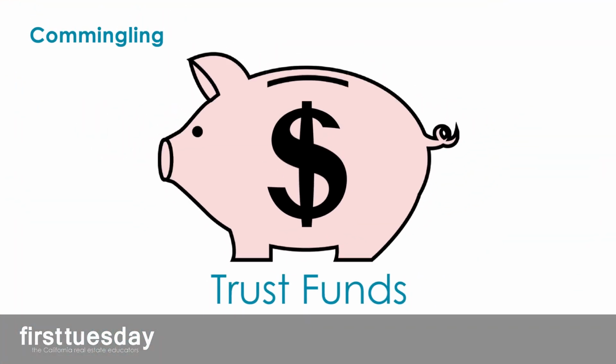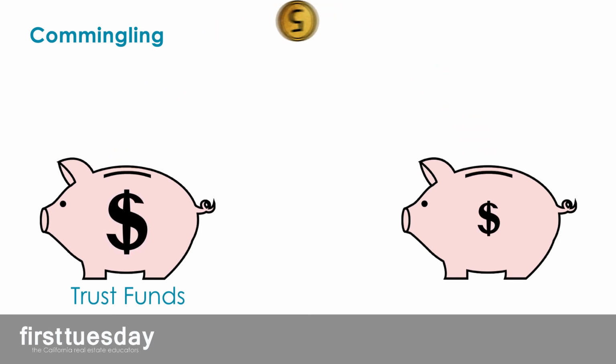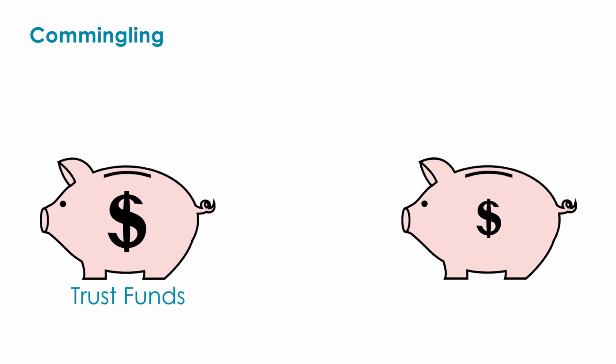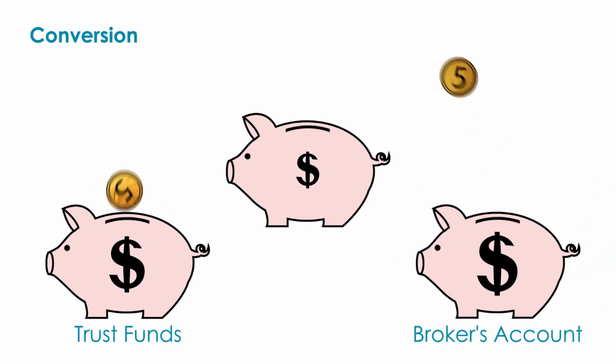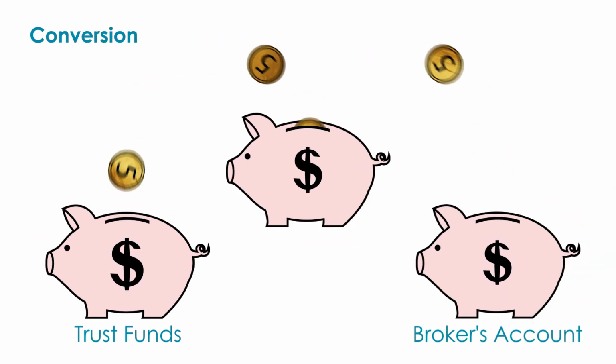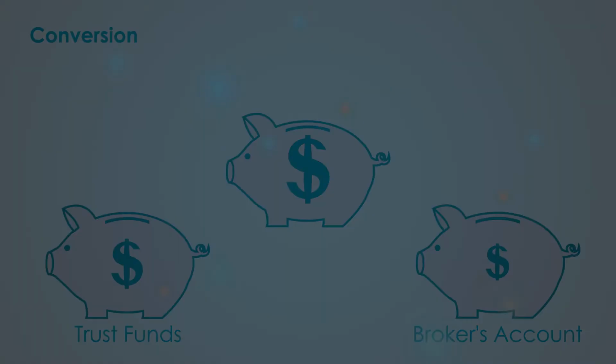Trust funds are illegally commingled when a broker deposits the funds into an account other than a dedicated trust fund account. Think of commingling as mixing different types of funds together. Conversion occurs when these mixed funds are spent on the broker's personal use.